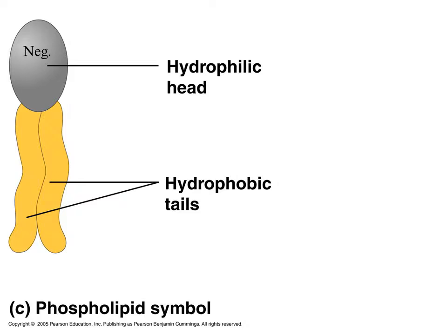So another term you will see used in talking about phospholipids is hydrophobic and hydrophilic. The reason they use these terms is because the phospholipid has 2 sides. It is amphipathic. It has a side that is attracted to water and a side that is repelled from water.